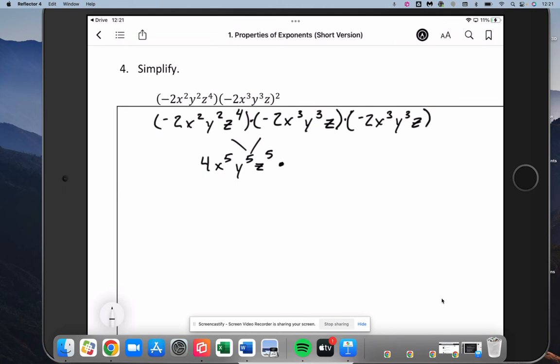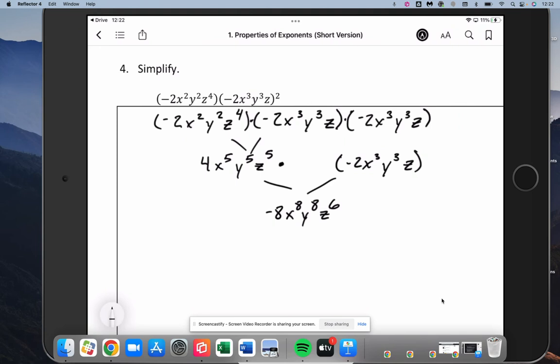Remembering that we still over here have a negative 2x to the power of 3, y to the power of 3, and z that needs to be multiplied still. So we'll pull those 2 together. And 4 times negative 2 makes negative 8. X to the 5th and x to the 3rd, I add those exponents, makes x to the 8th. Y to the 5th and y to the 3rd makes y to the 8th. Z to the 5th and z makes z to the 6th.